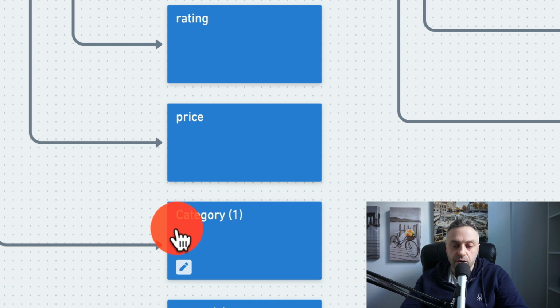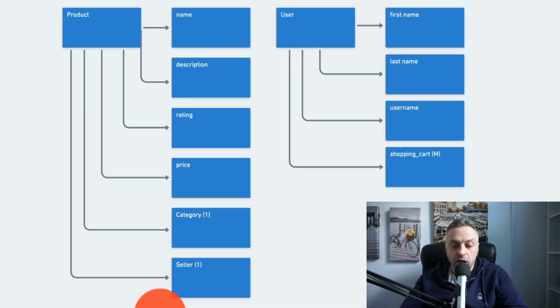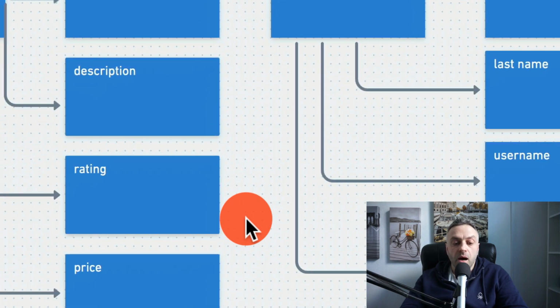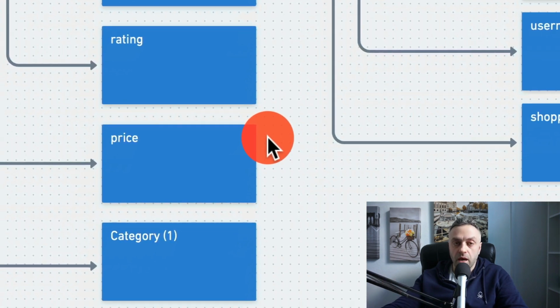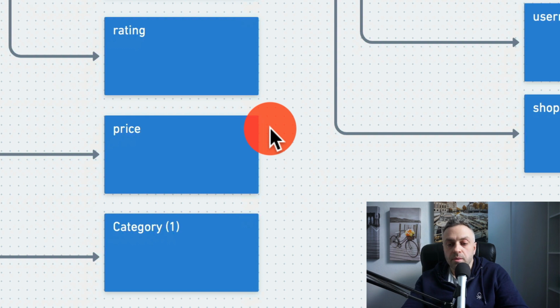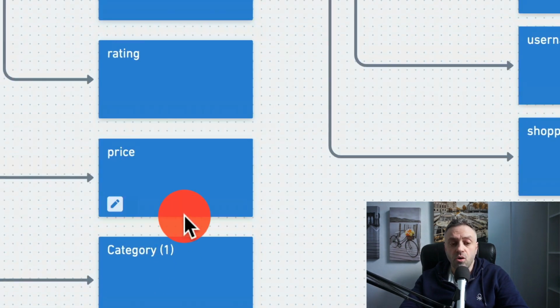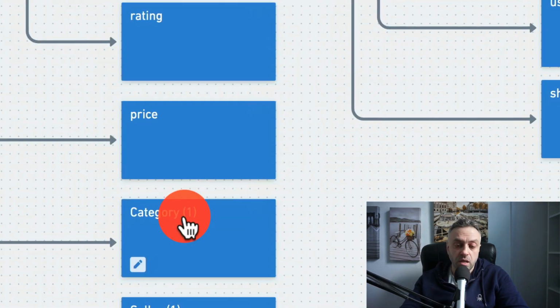So I have here for this category, I have the number 1. And what that means is that a product could only be in one category. Okay, now in the real world, especially on Amazon, you can have a product in multiple categories. But for the purpose of this tutorial, just to keep things simple and direct, a product can only be in one category. We also have a seller, and so a product can only have one seller.